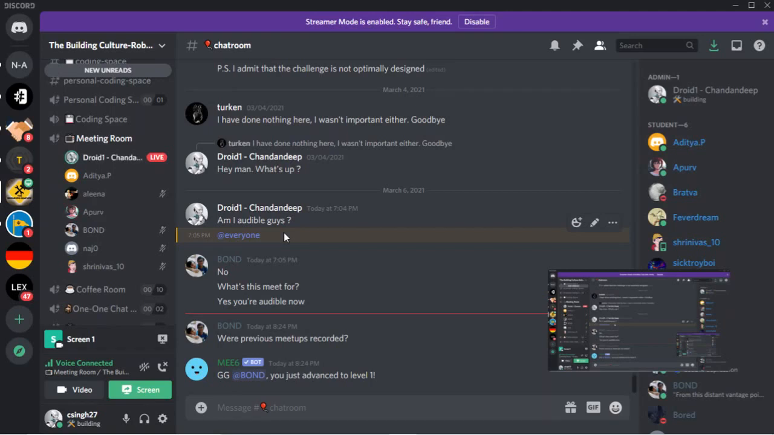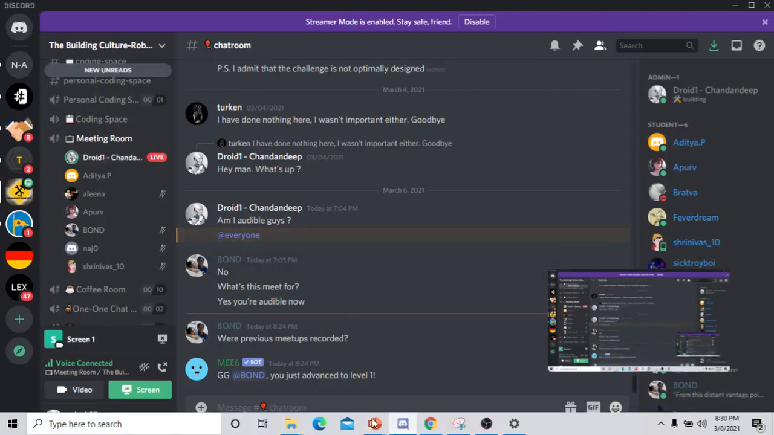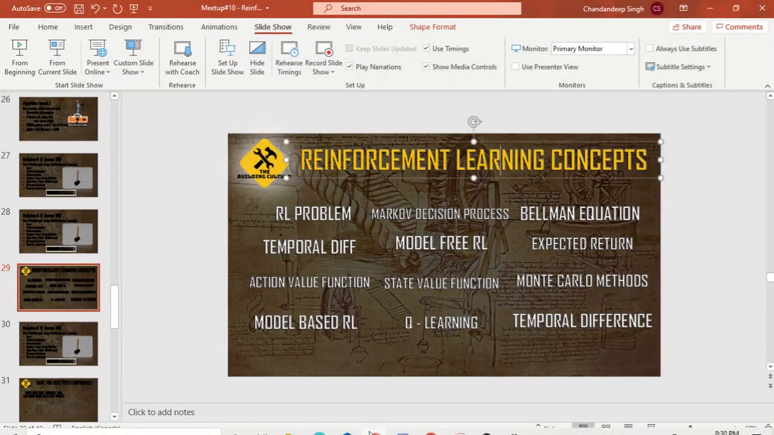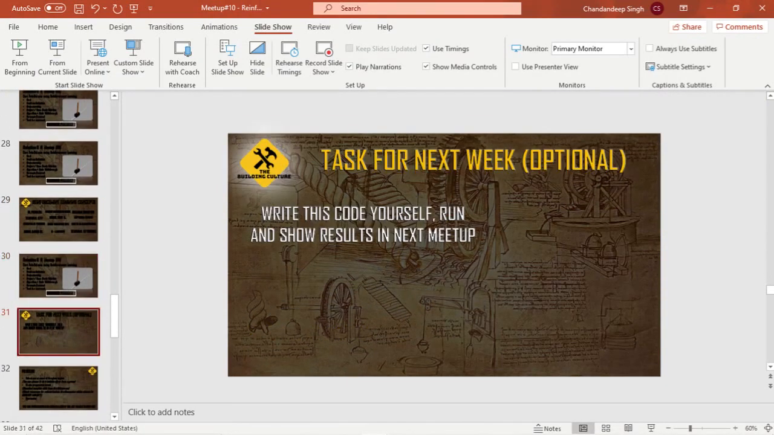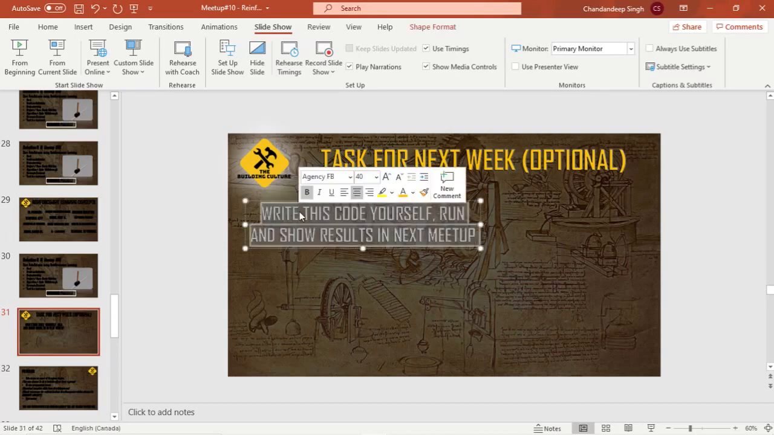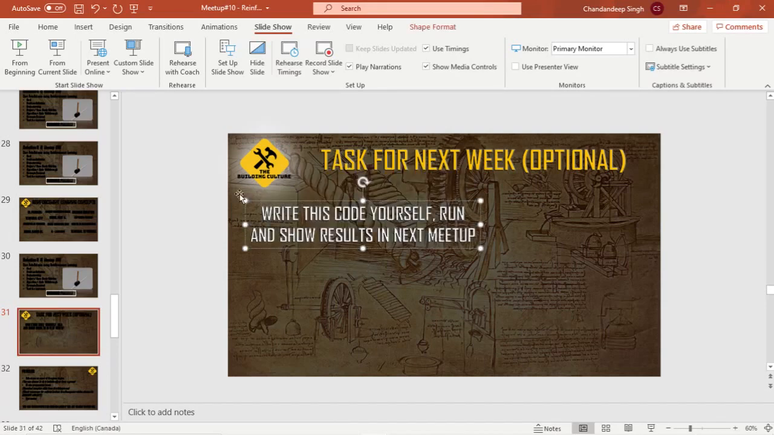It's very simple. It's just OpenAI Gym and NumPy, all you need, nothing more. This is a very basic one that I've taken. All right, so it's fine. We can discuss the concept next time. This is something that I made a slide of: write this code yourself, run it, and maybe show results. You don't need to show results. It's just for your understanding, and this is optional and up to you.